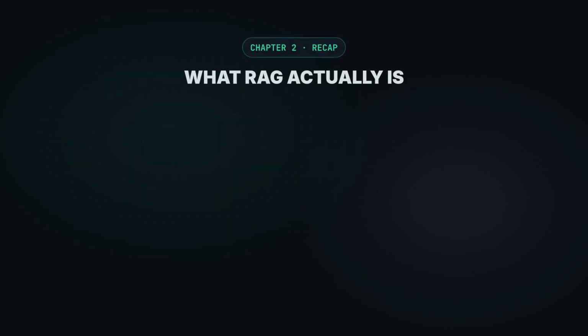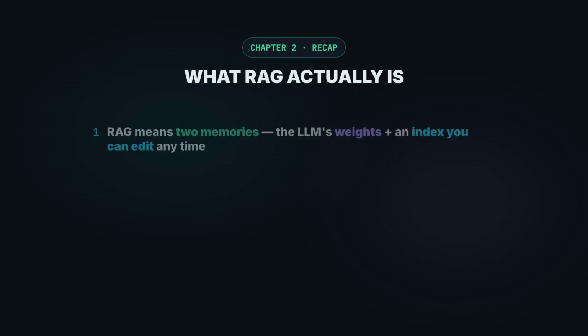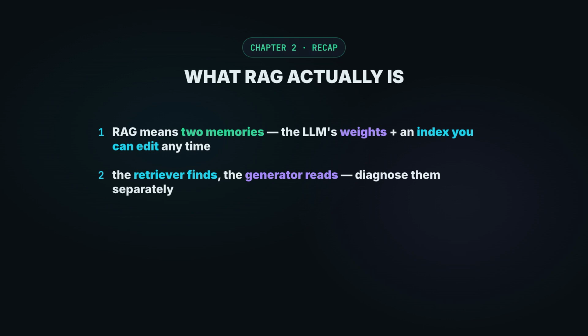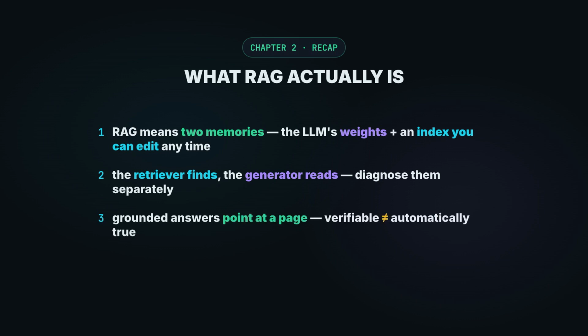Let's recap on what RAG actually is. If you remember 3 things, make it these. 1. RAG means 2 memories. The large language model's weights and an external index you can edit anytime. 2. The retriever finds, the generator reads. When something breaks, diagnose them separately. 3. Grounded answers point at a page. That makes them verifiable. Not automatically true.